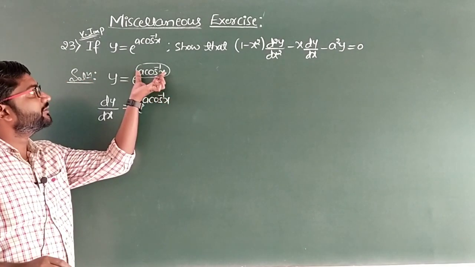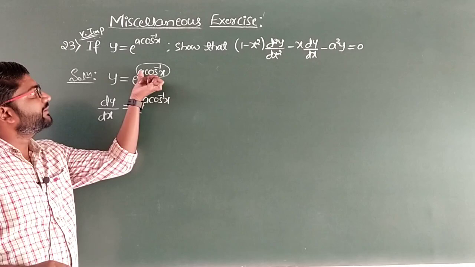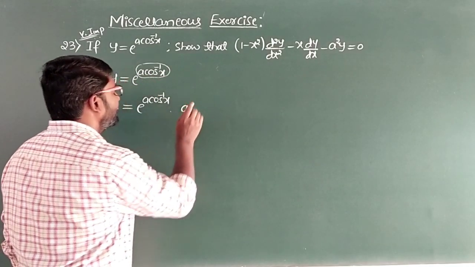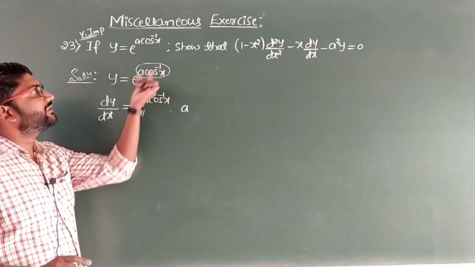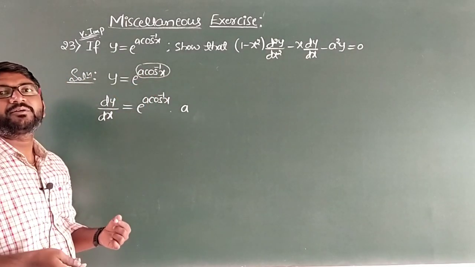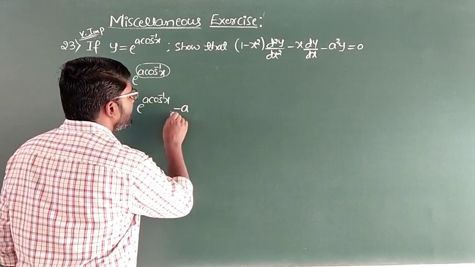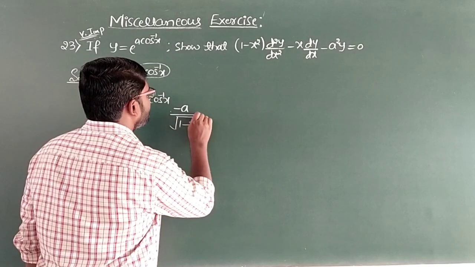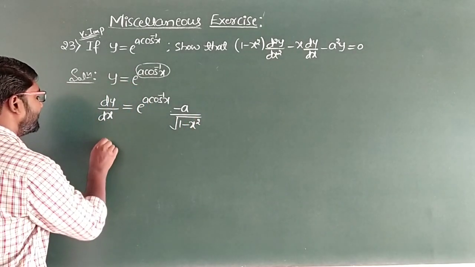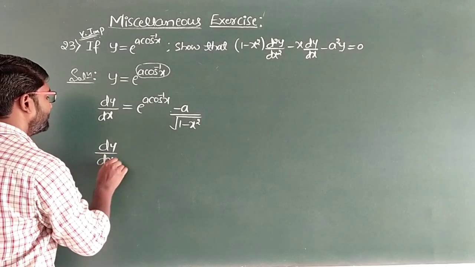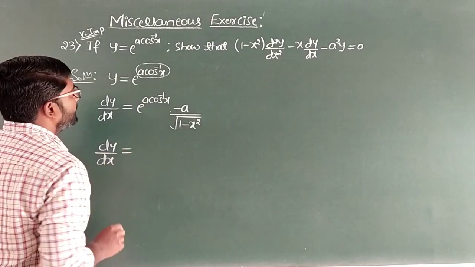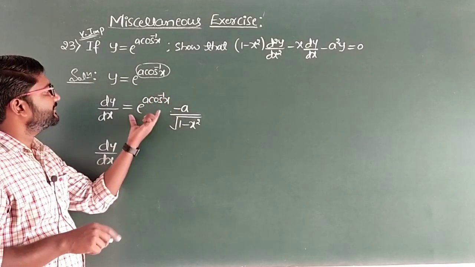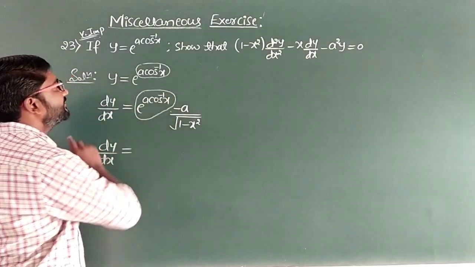Now take the derivative of this particular function. Derivative of a cos inverse x: a is a constant, so I will be writing a as it is. Then derivative of cos inverse x will be minus 1 divided by square root of 1 minus x square. So now simplify this further. dy by dx is equal to, here e power a cos inverse x can be replaced by y, so we can replace that complete term with y.